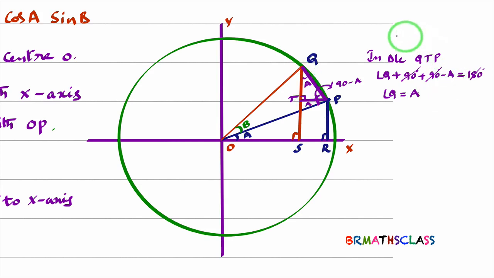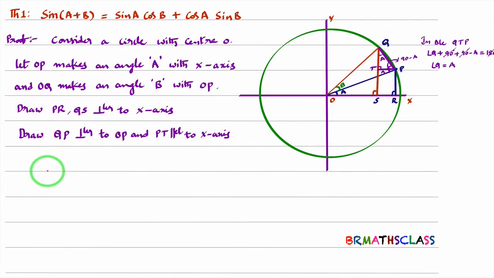Okay, you write this information in the part of the proof. So we came to know that this angle is A. Now I'll write a few things which will be useful in triangle OPQ. You observe the triangle OPQ. This triangle is a right angle triangle.